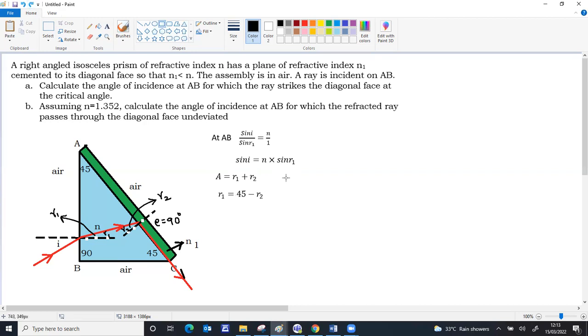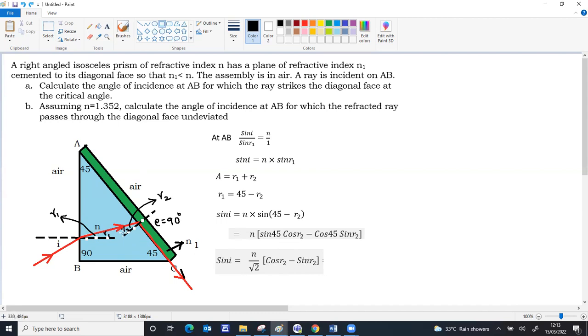You can substitute R1 here. So sin I will be n into sin of (45 minus R2). Use sin(A minus B) = sin A cos B minus cos A sin B to expand the bracket. So n times (sin 45 cos R2 minus cos 45 sin R2). Sin 45 and cos 45 are both 1 by root 2, so that comes common. So sin I will be n by root 2 into (cos R2 minus sin R2). Now you can solve if you are able to find sin R2 and cos R2.